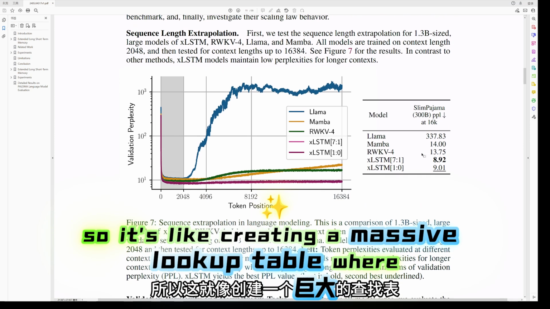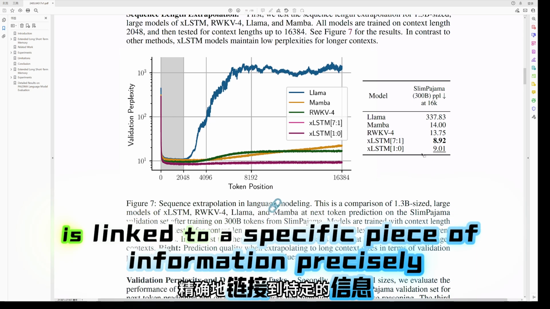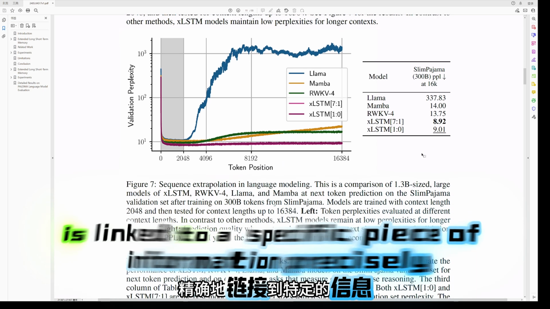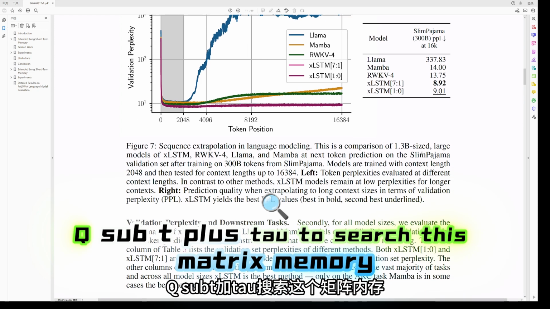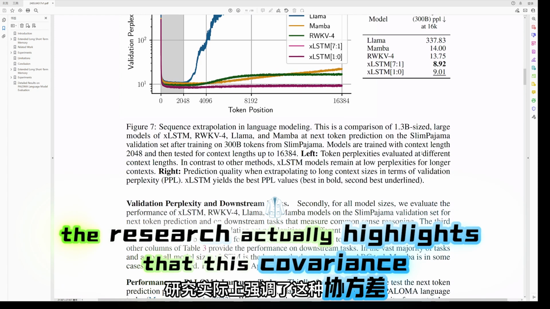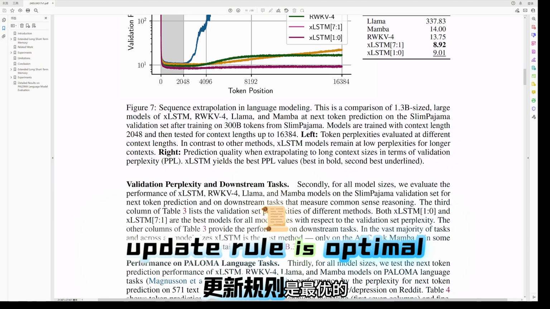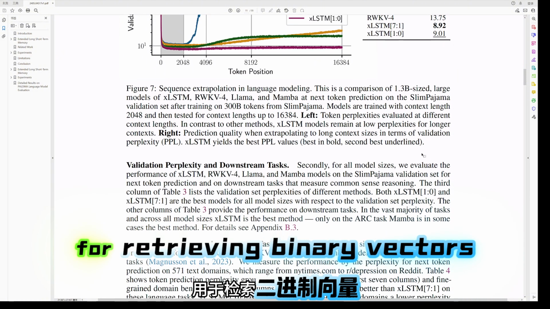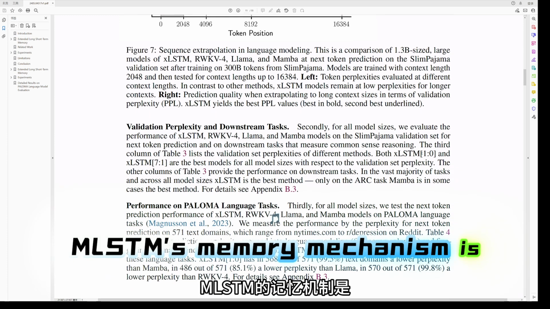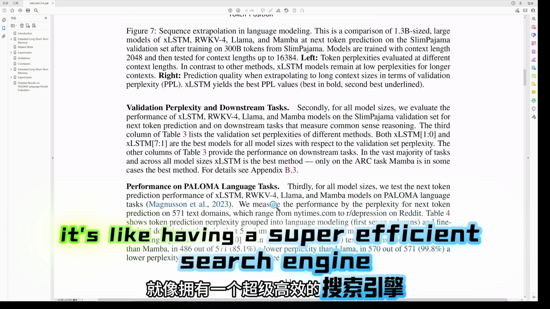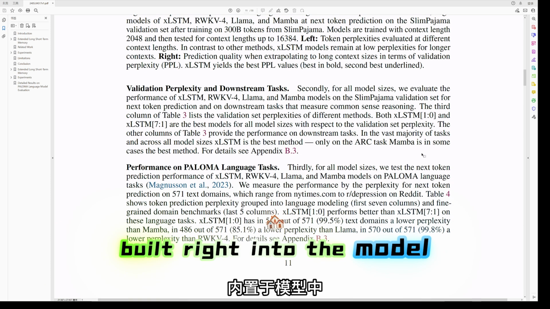So it's like creating a massive lookup table where each key is linked to a specific piece of information. Precisely. And when we need to retrieve information, we use a query vector q sub t plus tau to search this matrix memory. The research actually highlights that this covariance update rule is optimal for retrieving binary vectors in terms of signal-to-noise ratio, which gives you a sense of how efficient mLSTM's memory mechanism is. It's like having a super efficient search engine built right into the model.